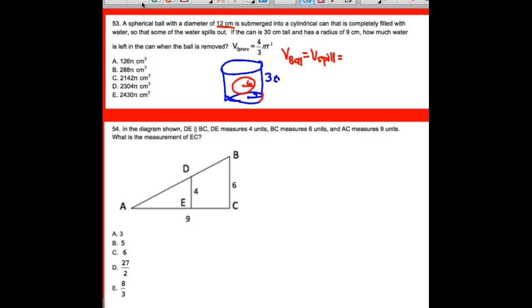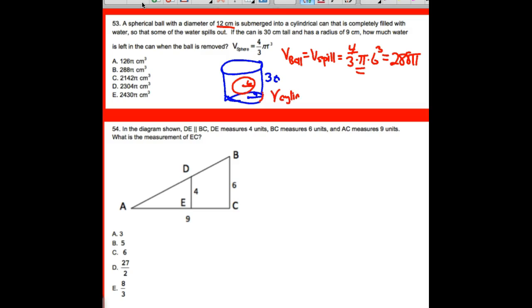The volume is given to you for the sphere. It's 4/3 times pi times the radius cubed. The radius of the ball on this one is 6, so 6 cubed. And again, if you look at these answers, they all have the pi in them, so don't put that on your calculator. Go do the rest of it. And what you'll get when you do that is 288 pi. So the volume of the ball is the volume of the water that spills out.